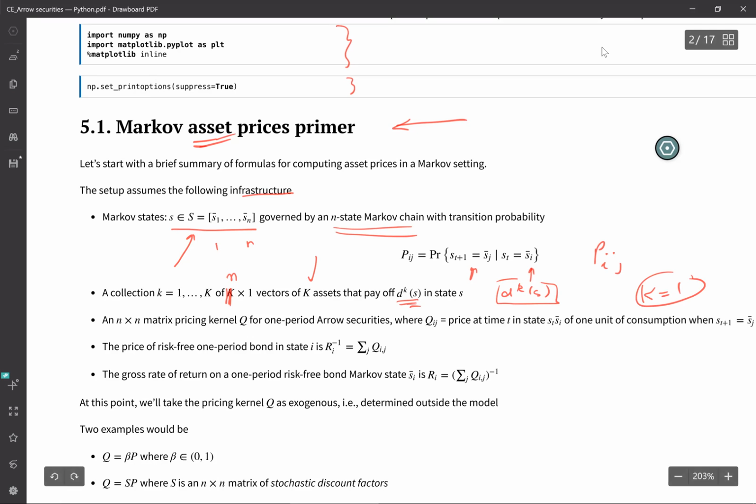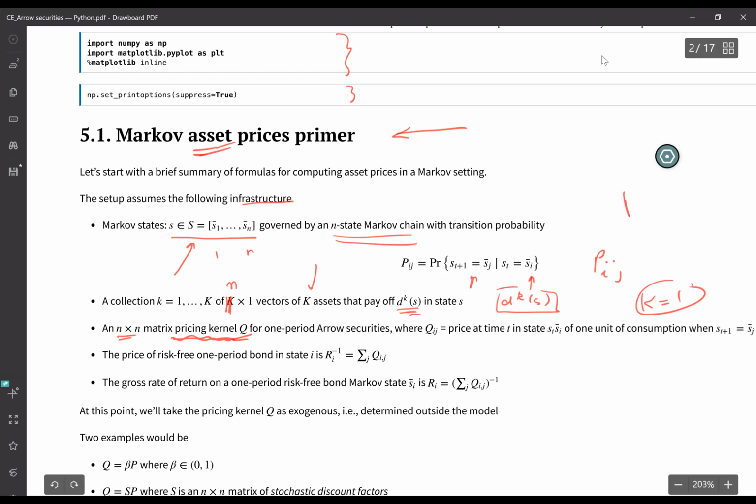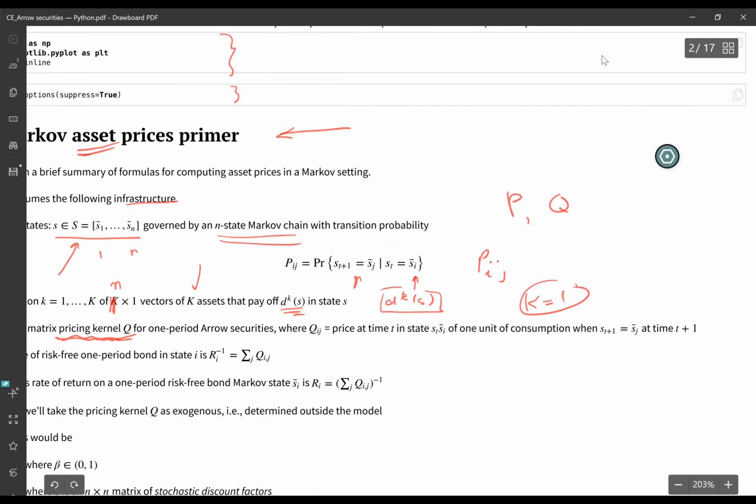Okay, so we have these assets. So then we're going to have an n by n pricing kernel. We're going to call this a pricing kernel. P is a transition matrix, Q is a pricing kernel. And the way we read this is Qij is the price at time t when we're in state st equals Si.